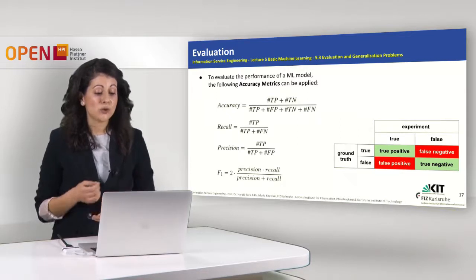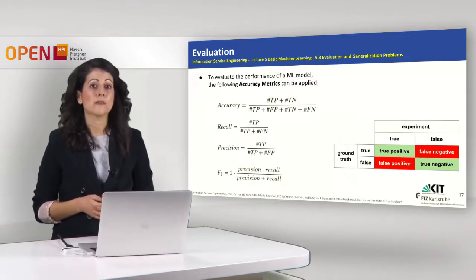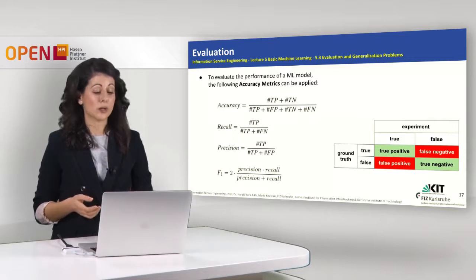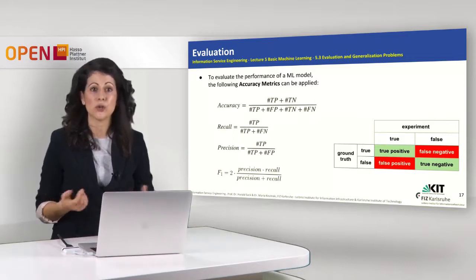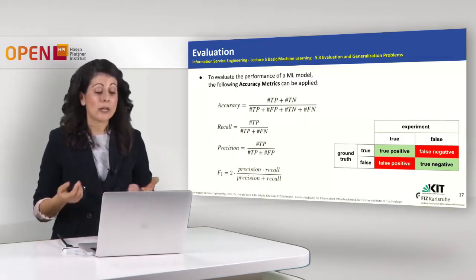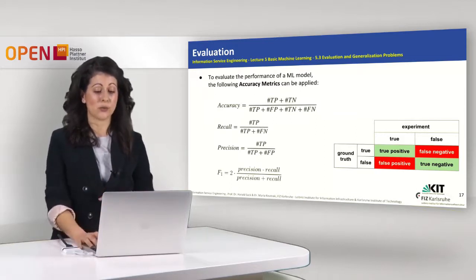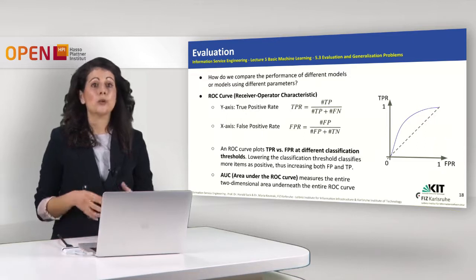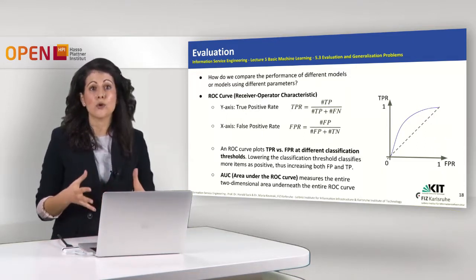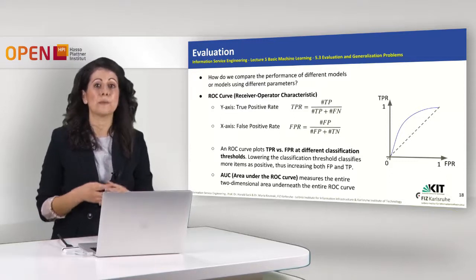which is the ratio of true positives divided by true positives and false positives. And last we have the F1 score, or F-measure score, which is the harmonic mean between precision and recall. Those are the standard methods we use. But how do we actually compare the performance of different models, or our own models when they use different parameters?